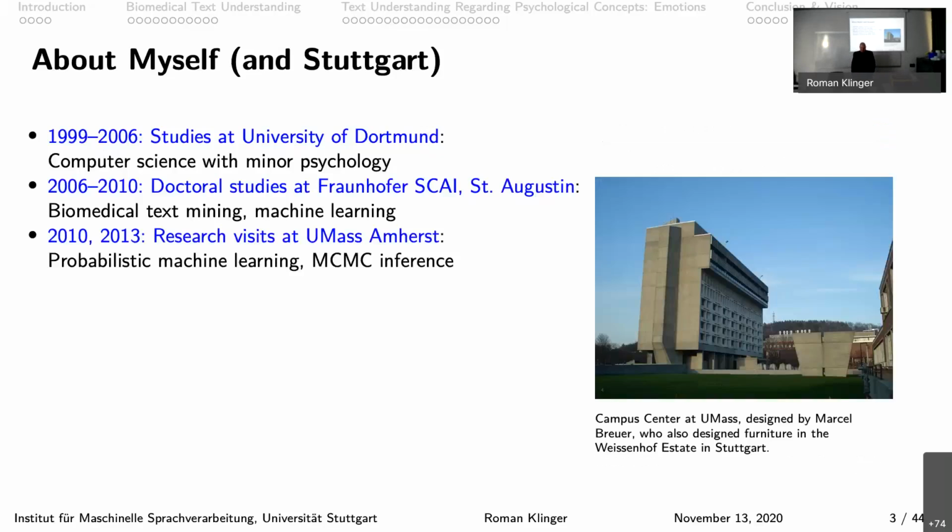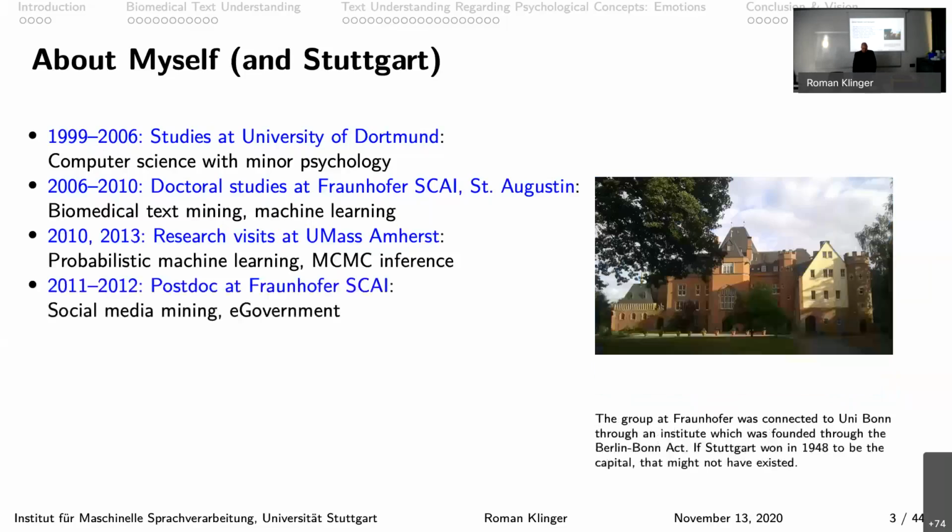Then I've been to UMass Amherst, a very nice university with many very nice buildings, except for this one. That's the campus center, which is very prominent in the middle of the campus. And it turns out that this building has been designed by Marcel Breuer. I'm not sure who of you knows Marcel Breuer, but Marcel Breuer also designed furniture in the UNESCO World Heritage Site of the Weissenhof Estate in Stuttgart. So there's another link. However, I found this castle at the Fraunhofer campus in St. Augustin a bit nicer, so I went back there.